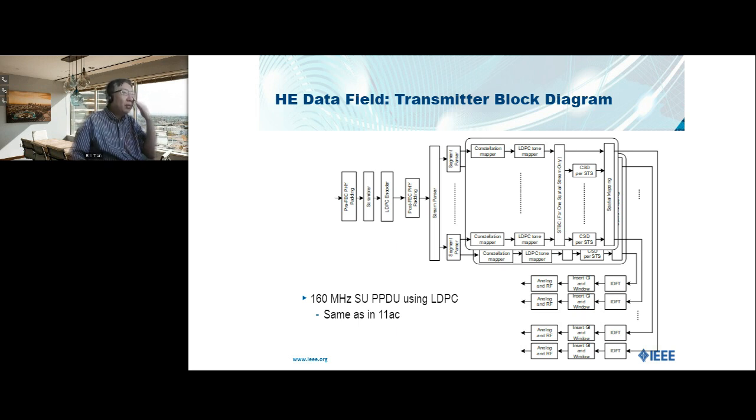Then we do the pre-SD to split into spatial streams. Then we do the per stream mapping to split into 18 markers. Then we do the IFFT, add the GI, then we go to analog. So the process is similar to AC.